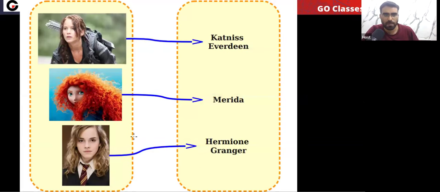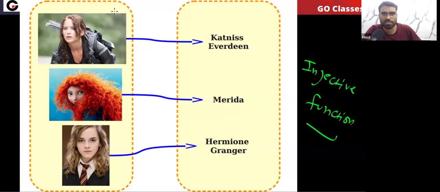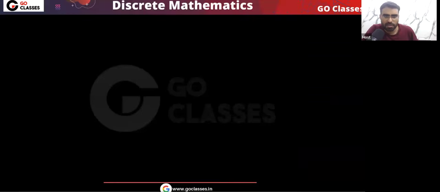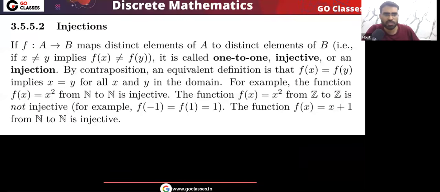What about this one? This mapping, this function, is this injective? Yes, this is also injective, because you can notice different elements have different images. Very simple. This is your favorite Hermione Granger, a Muggle from Harry Potter. So let's move on. This is the definition of injection. I hope you understood.